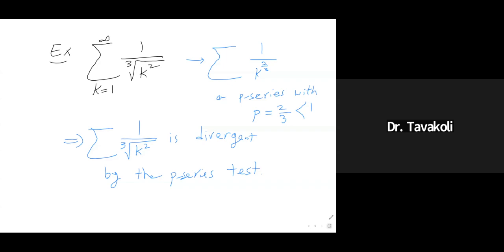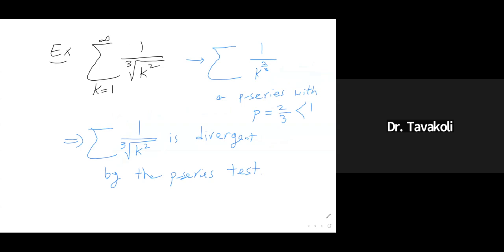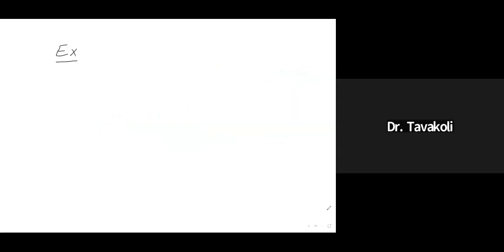Let me do another example. By the way, in this example, the numerator was 1. It could be any other number. It doesn't affect the convergence or divergence because the number can be pulled out, right? So suppose I have sigma of, say, 6 over cube root of k to the 4. Is this convergent or divergent? And how do you use the p-series test?